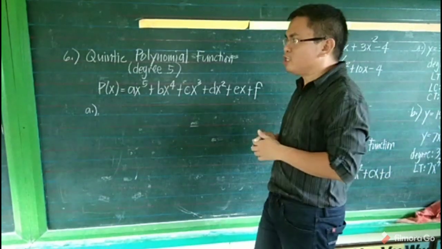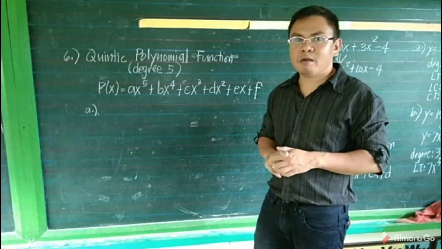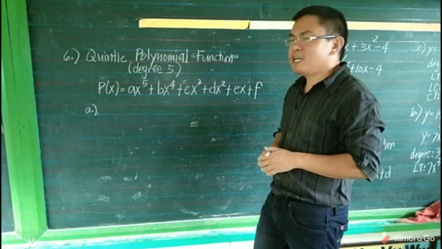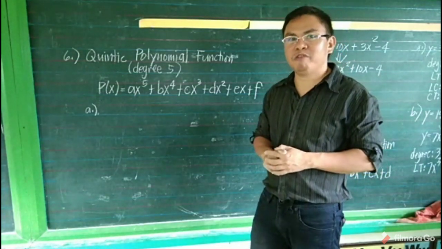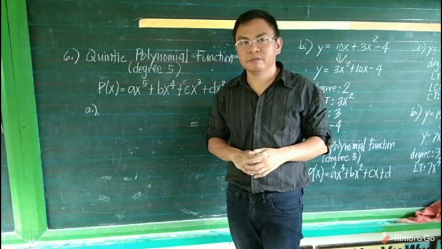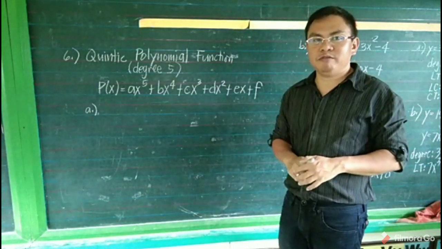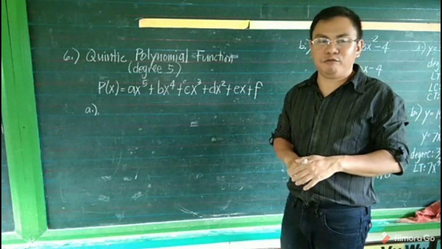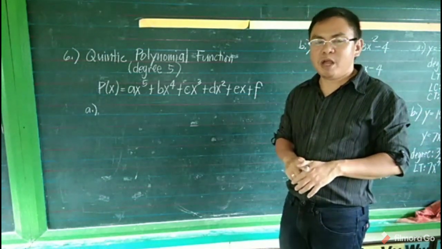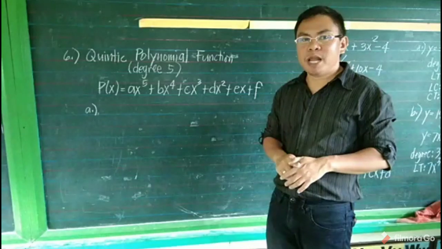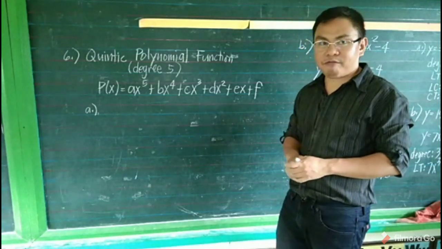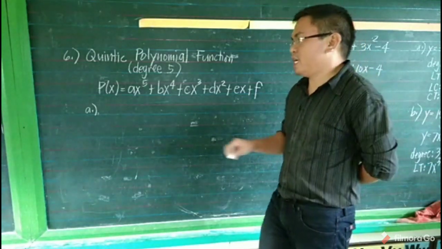And now let's move on to the last common type of polynomial function, and that is the quintic polynomial function, or a function of degree 5. It takes the form p of x is equal to ax to the exponent of 5 plus bx to the exponent of 4 plus cx cubed plus dx squared plus ex plus f. Let me give you an example for this.